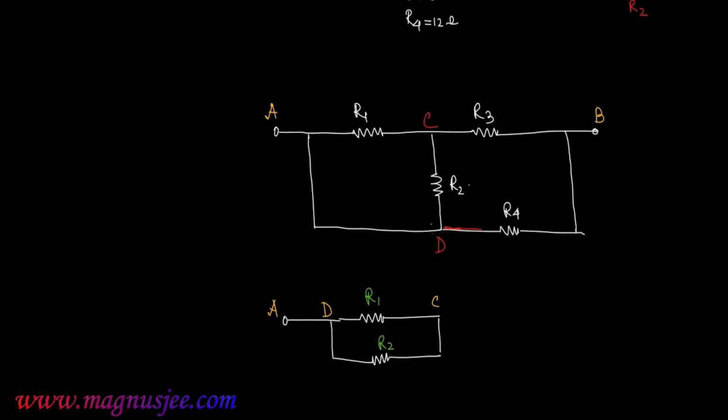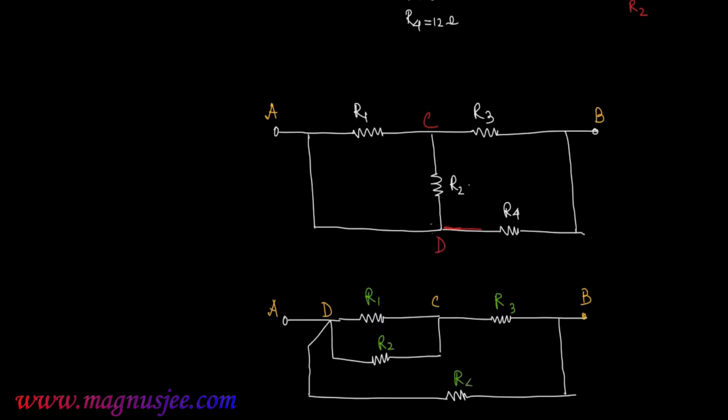Two resistances R1 and R2 are connected in parallel combination between the 2 points D and C. The third resistance R3 is connected in series combination with the parallel combination of R1 and R2, and the fourth resistance R4 is connected in parallel combination between the 2 points D and B. R4 is connected in parallel with the whole combination between the 2 points D and B.